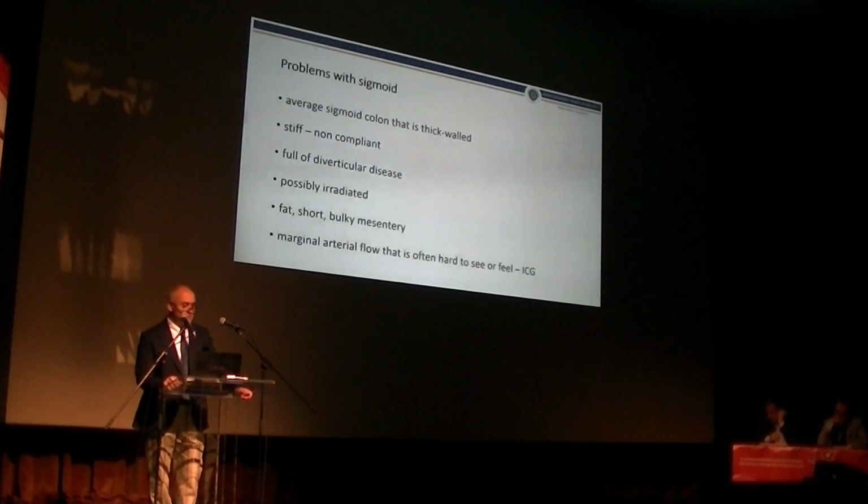But there are problems with the sigmoid, because the average sigmoid wall is thickened and stiff, not compliant, which may cause low anterior resection syndrome. There might be diverticular disease, because many rectal cancer patients are aged over 50. It's possibly irradiated, and its mesentery is fat, short, and bulky, and its marginal blood flow is hard to see if you don't have the facility to use indocyanine green or fluorescein angiography.